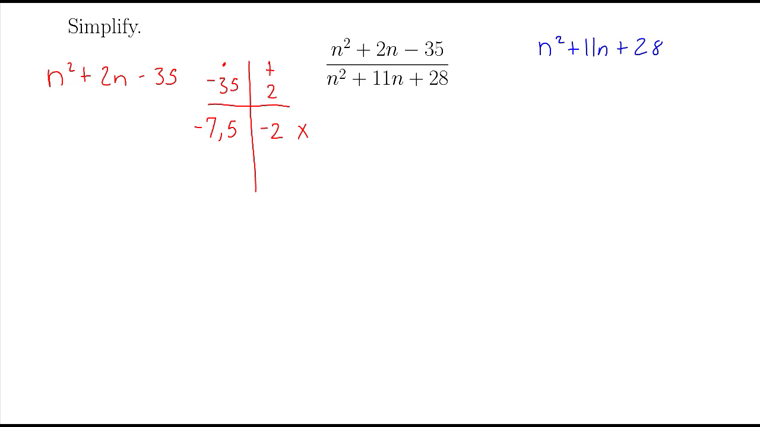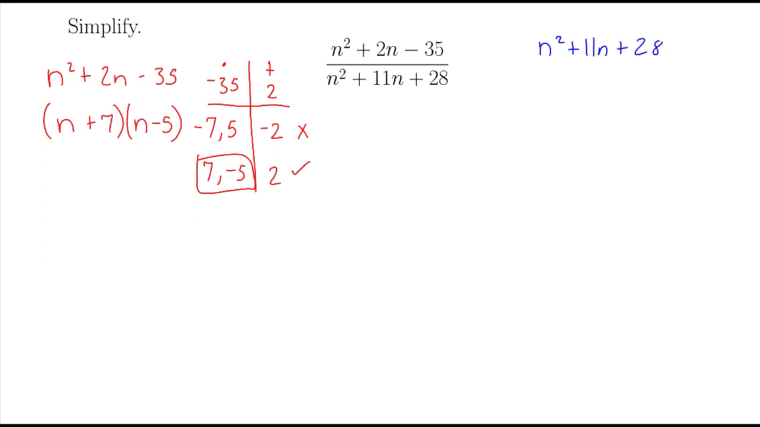So we'll try maybe a negative 5 instead. 7 times negative 5 is negative 35. 7 plus negative 5 is a positive 2. So I know that these are my two numbers. So n squared plus 2n minus 35 factors as n plus 7, n minus 5.